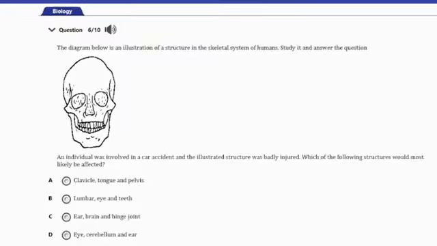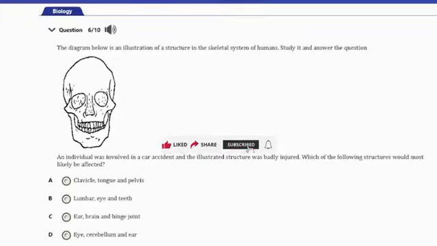So we have a diagram here, and the instruction says, the diagram below is an illustration of a structure in the skeletal system of humans. Study it and answer the question. So let's look at the question here. It says, an individual was involved in a car accident and the illustrated structure was badly injured. Which of the following structures would most likely be affected?